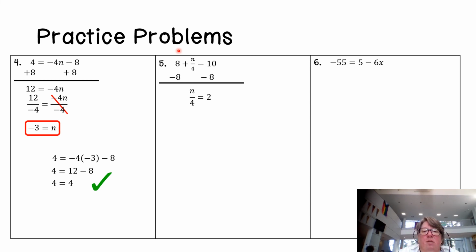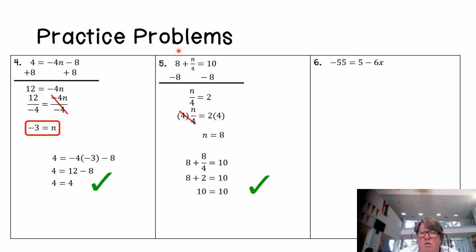Now we have this n being divided by 4. How we get rid of that 4 is we multiply both sides by that denominator. So we're going to multiply both sides by 4. So we end up with 4 divided by 4 is 1. We end up with n is equal to 8. We plug that back into our original equation. We simplify. We get a true statement. So we know n equals 8 is correct.